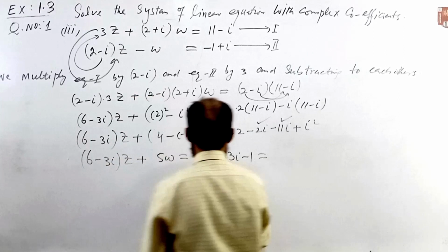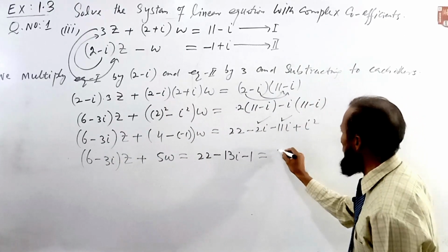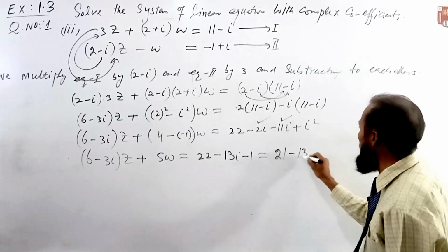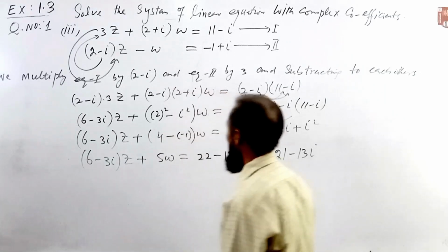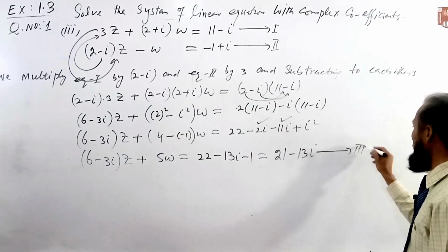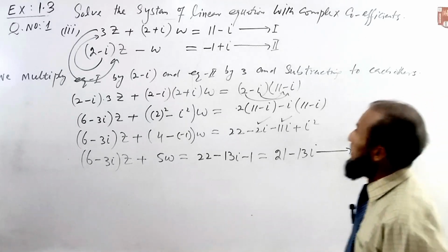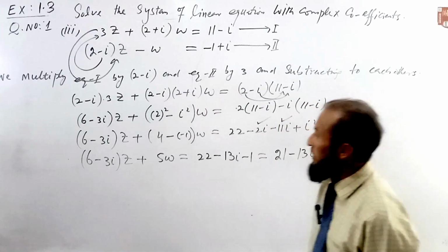We can simplify this one: 22 minus 1, we get 21 minus 13 iota. So we give this equation number third. Now we are coming back to equation number 2 to multiply by 3.